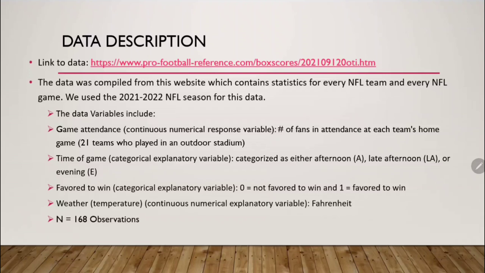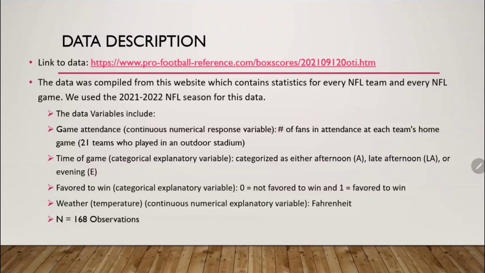For our data description, here's a link for our data. This data consisted of every NFL team and every NFL game for the 2021 and 2022 NFL season. The variables that were used were as follows: game attendance, which was our continuous numerical response variable, and explains the number of fans in attendance at each team's home game for those 21 teams that we used in an outdoor stadium.